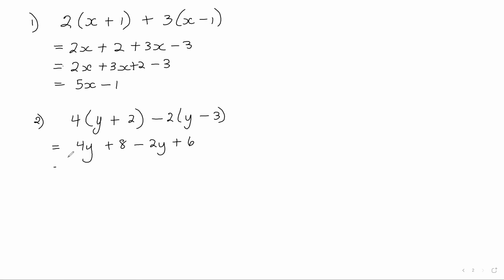And then I group my like terms. So grouping my like terms, I have 4y. This will not be plus, it will now be minus 2y because I'm moving minus 2y closer to the 4y. So this will be my 4y minus 2y plus 8 plus 6. And that gives me 4y minus 2y, which is 2y. And then 8 plus 6 is 14. So my answer there is 2y plus 14.